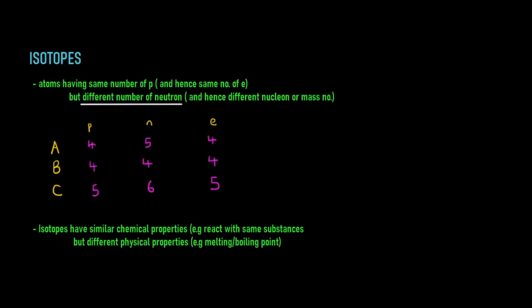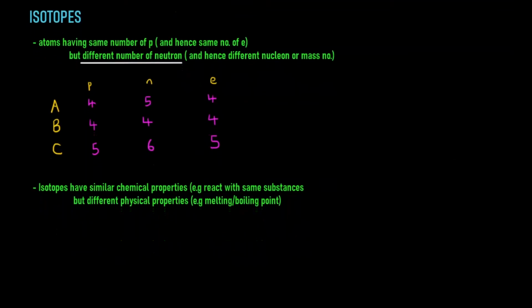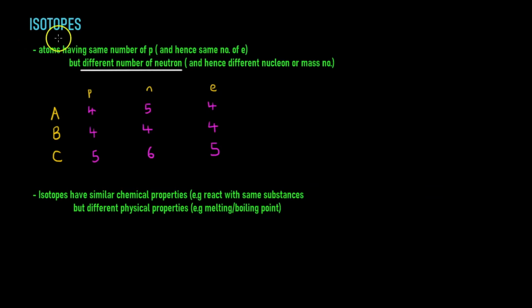Next is about isotopes. So basically we have seen that different elements have different number of protons, neutrons, and electrons, etc. But what if I have two atoms having the same number of protons and hence same number of electrons, because positive has to cancel out negative, but they have different number of neutron, and hence different nucleon number, correct? Because nucleon is made up of neutron and proton. So if my neutron changes, nucleon will change as well. Hopefully that makes sense. So basically, isotopes, in short, are just atoms with different neutron number.